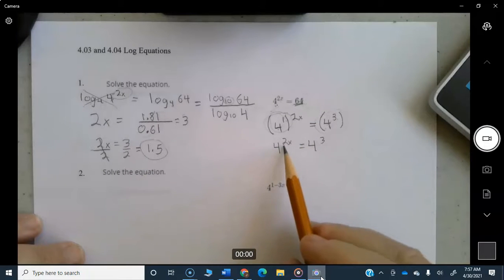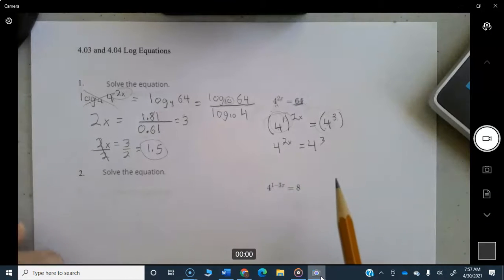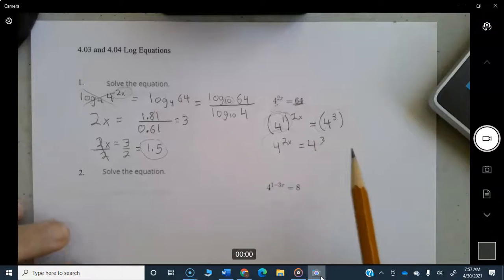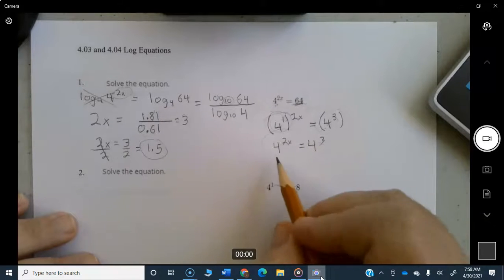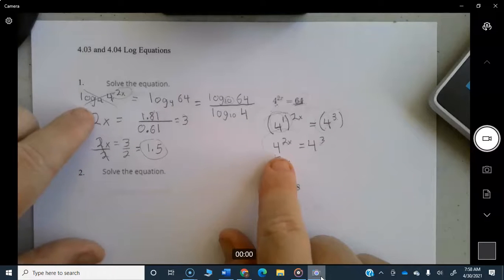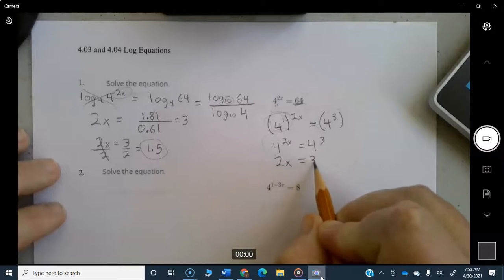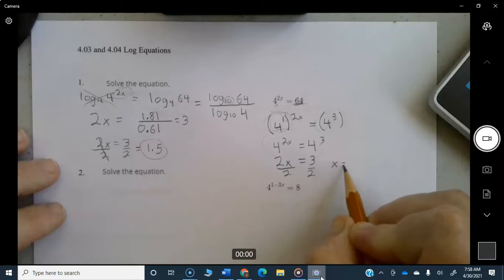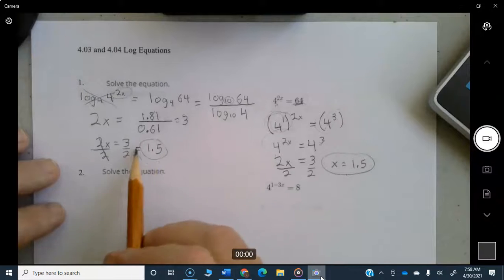Okay, so if 4 raised to the 2x equals 4 raised to the 3rd, then it stands to reason that 2x and 3 have to equal each other. If these terms are going to be equal to each other, then 2x and 3 have to be equal to each other. Otherwise, 4 raised to this wouldn't equal 4 raised to the 3rd power. So that means you can get rid of the 4's, in other words. So we didn't do what we did over here, which is use logarithms to do it, okay? So it's 2x equals 3, and we divide both sides by 2, and you get x equals 1.5. You could call it 3 halves if you want, but that's your answer. But it's the same answer that we got over here.